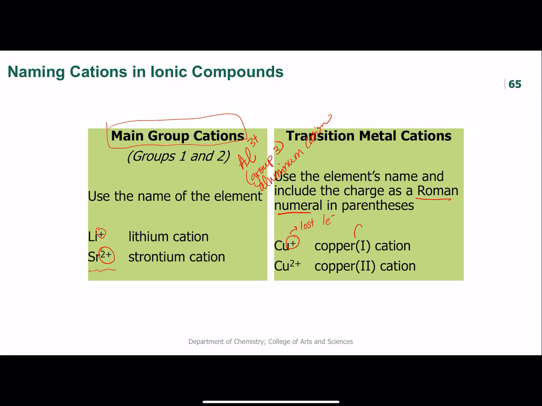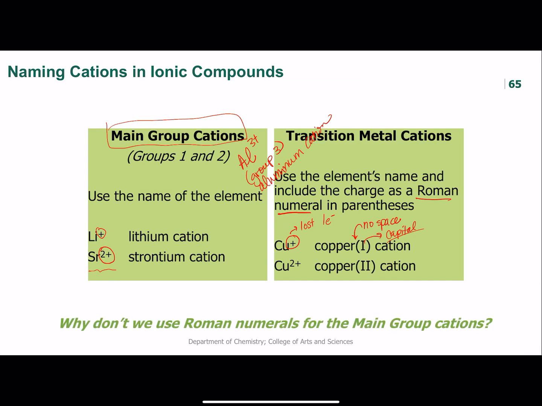Now when you get to Al, note that there is no space right here. I believe Al gives you a hard time if you put a space there. Note also that these are capitalized. Do not use lowercase Roman numerals. These are going to be capital Roman numerals. When you read this out loud, it's the copper 1 cation. If it was part of a copper chloride, it would be a copper 1 chloride.